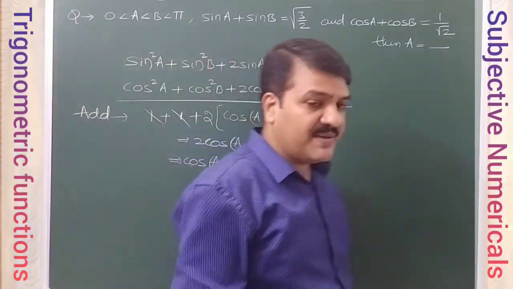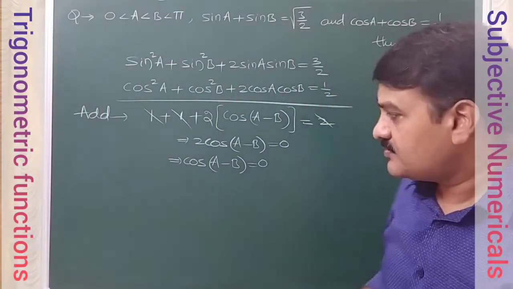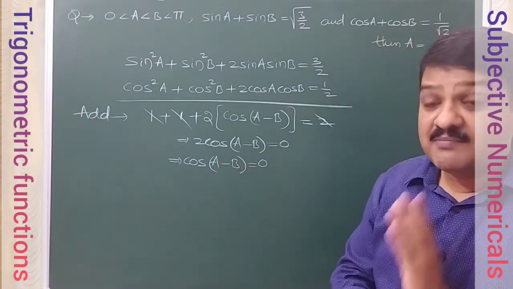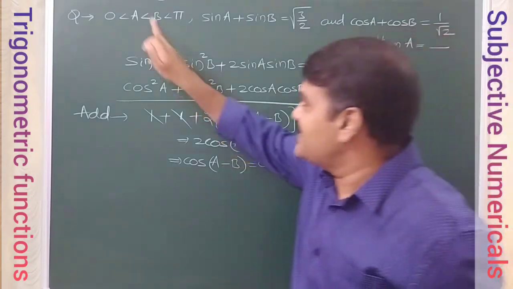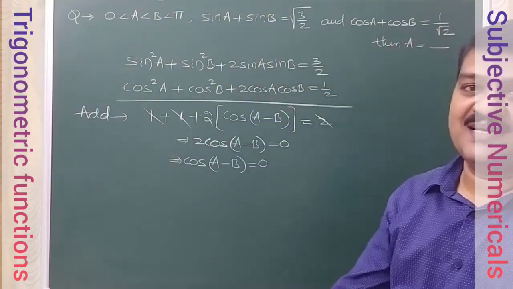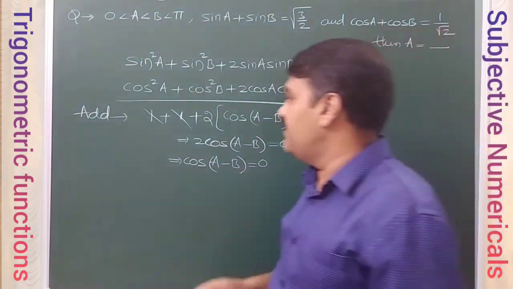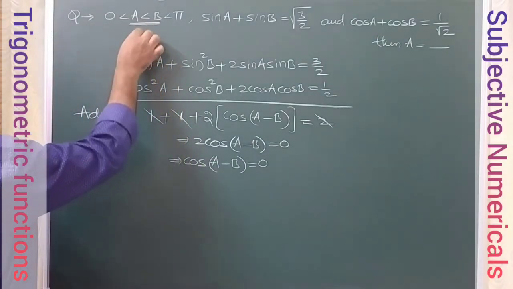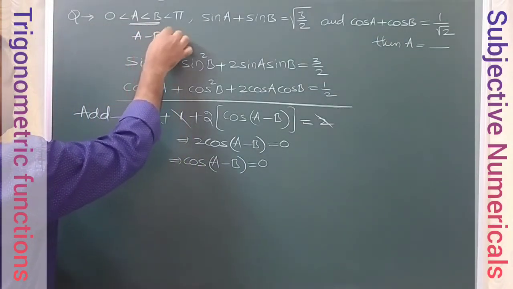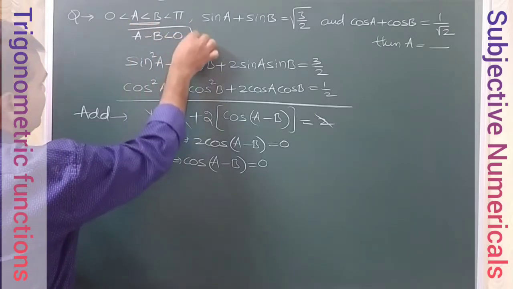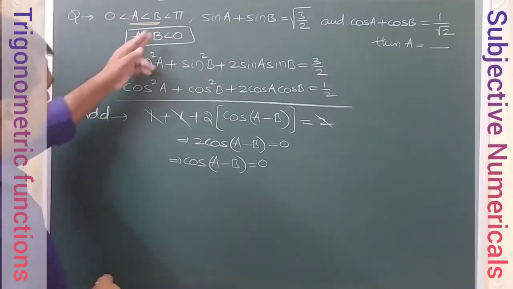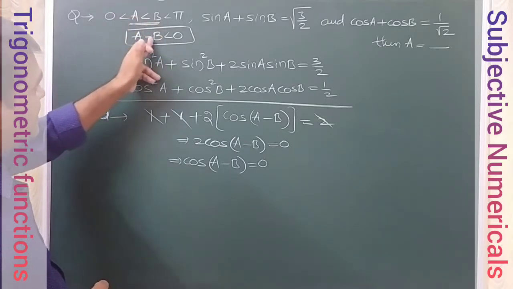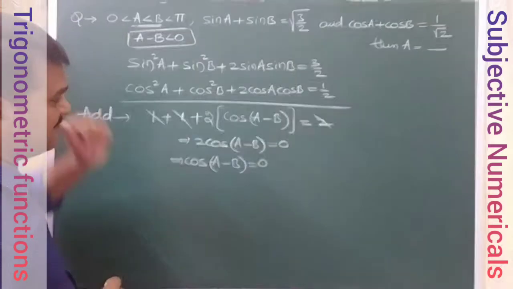So cos of A minus B is 0 means A minus B can be taken as pi by 2. But A is less than B is given here. So A is less than B means what? A minus B must be negative, is the meaning of that. B is taken to this side. A minus B will be less than 0, means A minus B is negative.